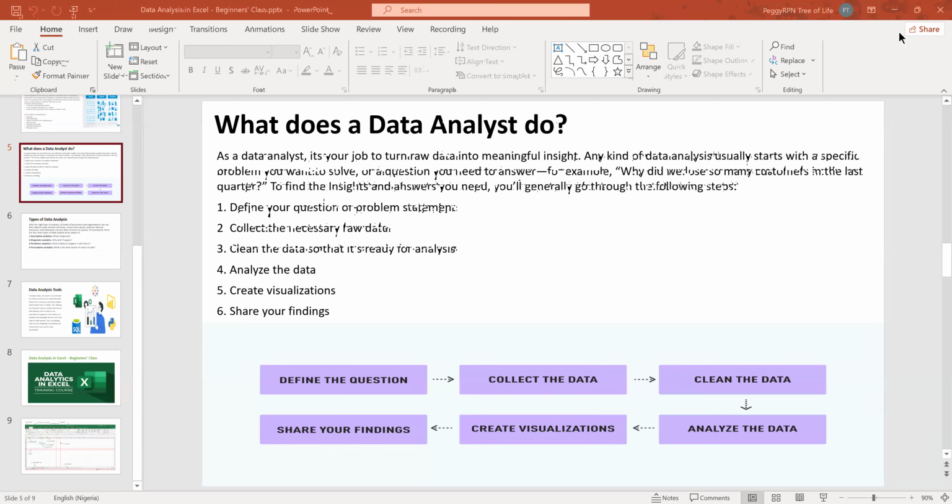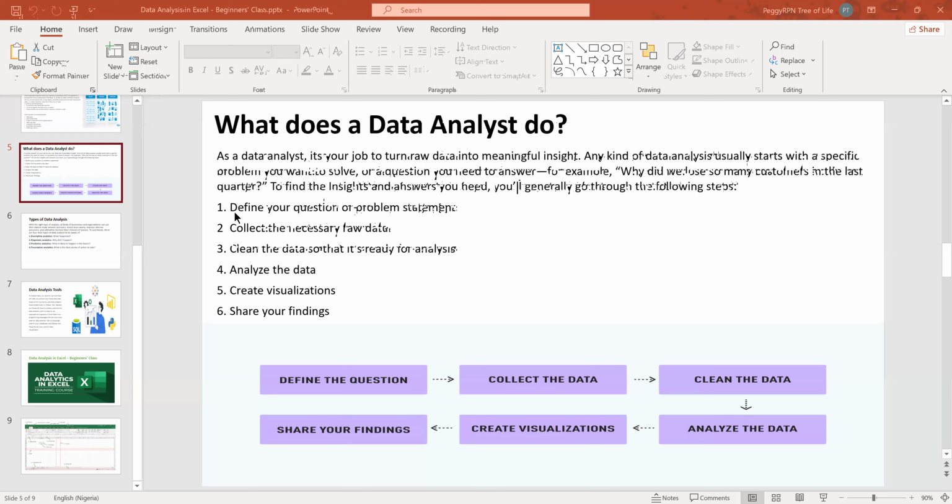All right. So as a data analyst, it's your job to turn raw data into meaningful insights, meaningful understanding, something that can be understood. Any kind of data analysis usually starts with a specific problem. You have to be a problem solver. It starts with a specific problem you want to solve or a question you need to answer. For example, why did we lose so many customers in the last quarter? To find the insights and answers you need, you generally go through the following steps.